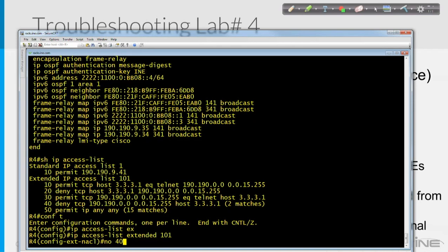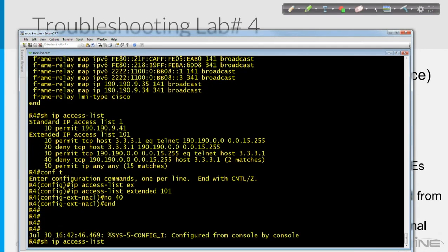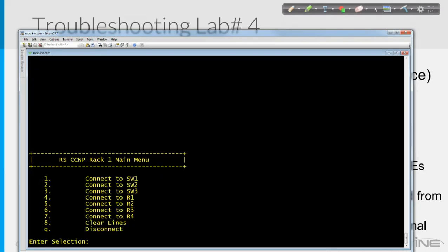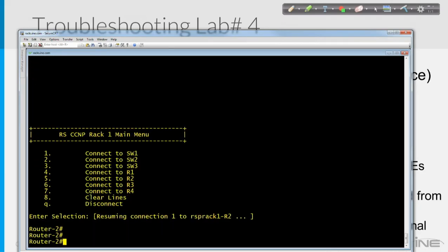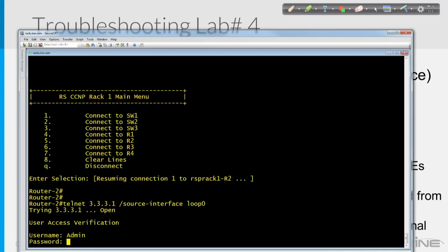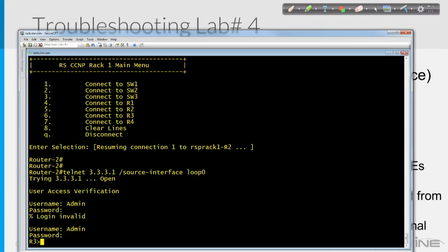No 40. Okay, let's review that access list again. That sequence number is gone. So let's go back to R2 and try our telnet. And it works. There we go. So that is successful.